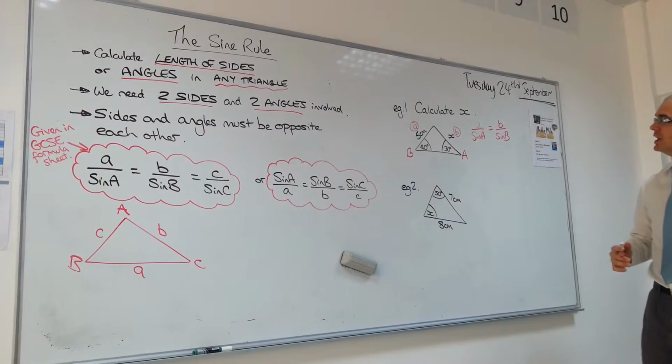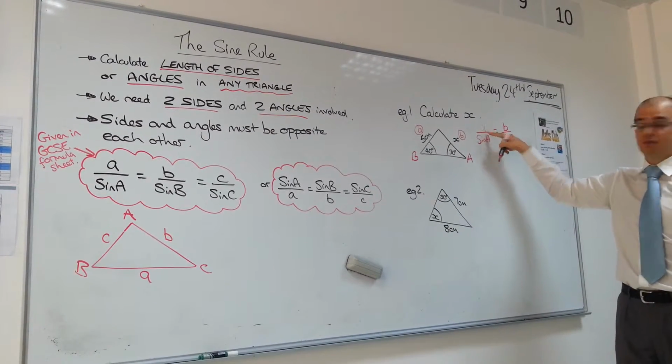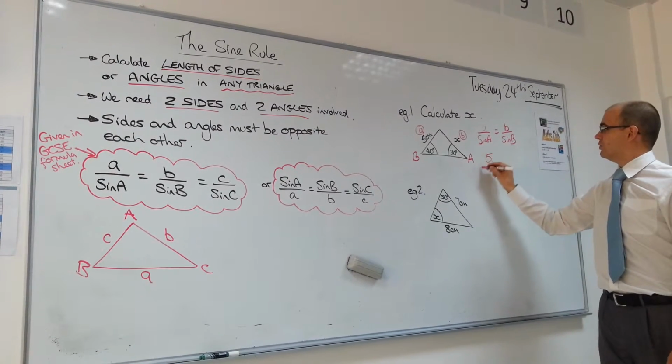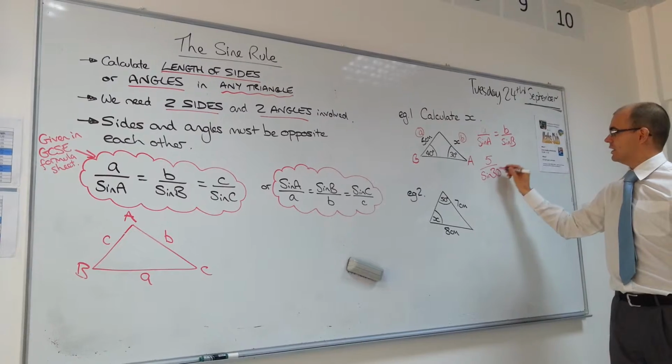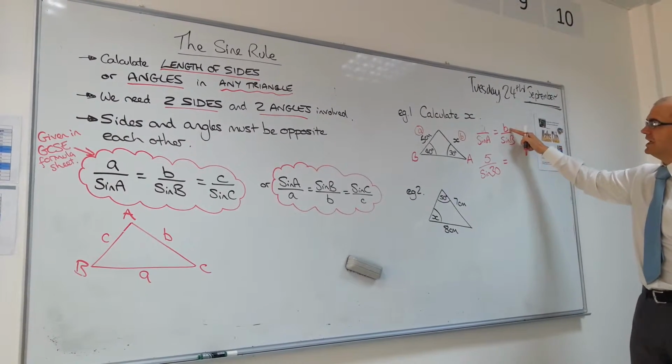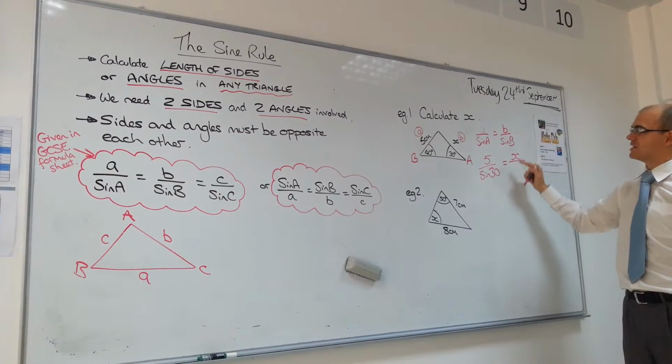Now I'm going to substitute in as much information as I have. So what is a? 5. Good. Over sin A, which is 30. And that is equal to b, which is x. We don't know what that is, that's our unknown.